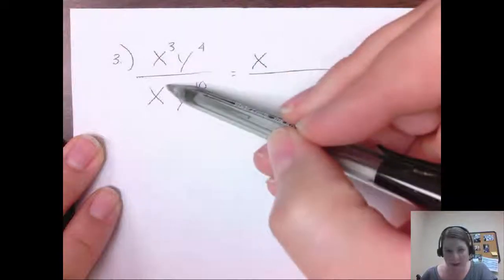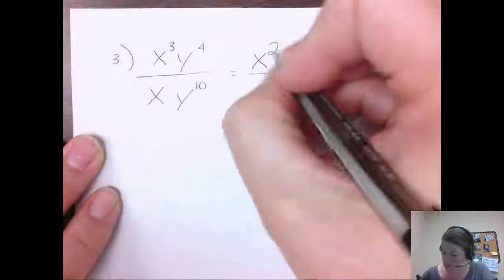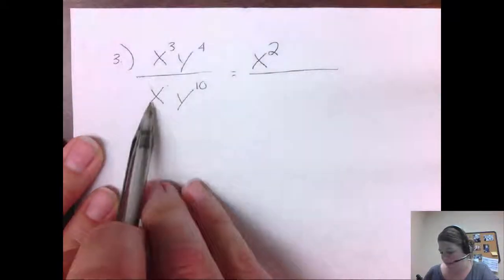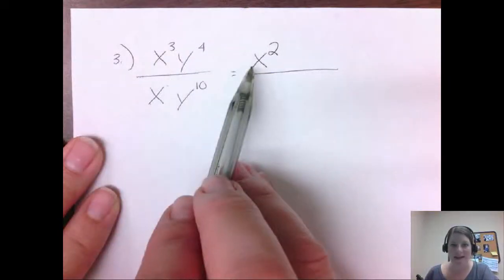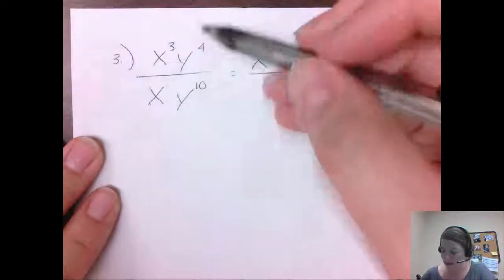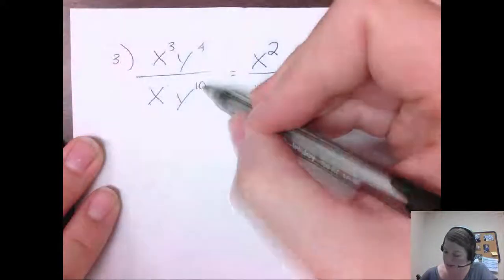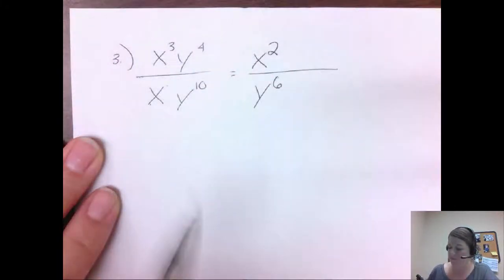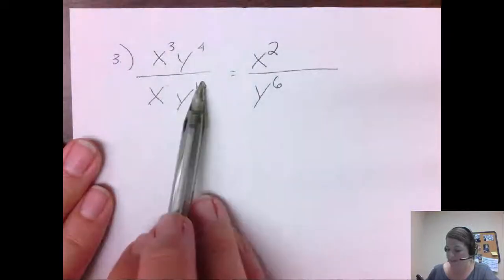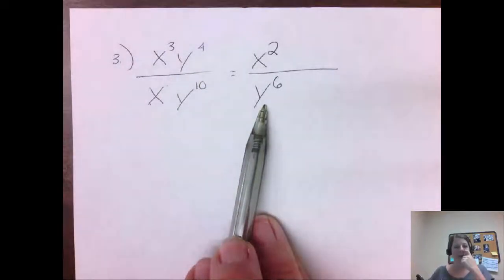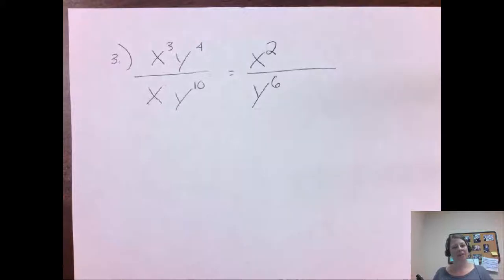3 minus 1 would give me 2. So one of these canceled with one of those. Now I got 2 of them on the top. Where are there more y's? On the bottom. 10 minus 4 is 6. So 4 of these canceled with 4 of these, leaving 6 on the bottom. Okay, so that's our answer. Can't combine an x and a y, so we're done.